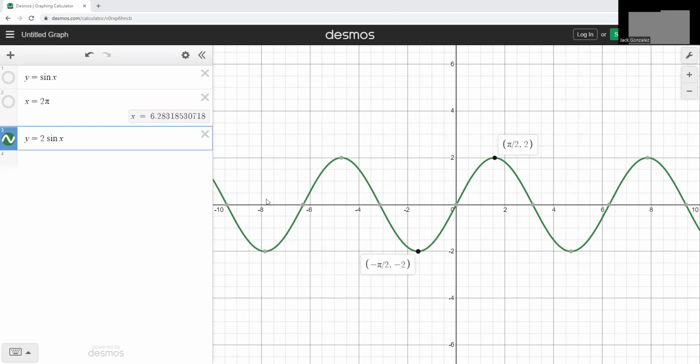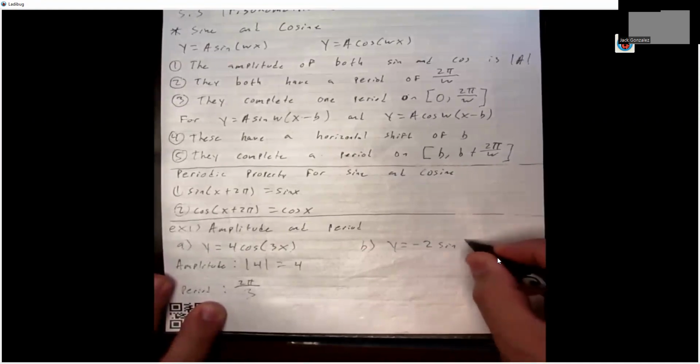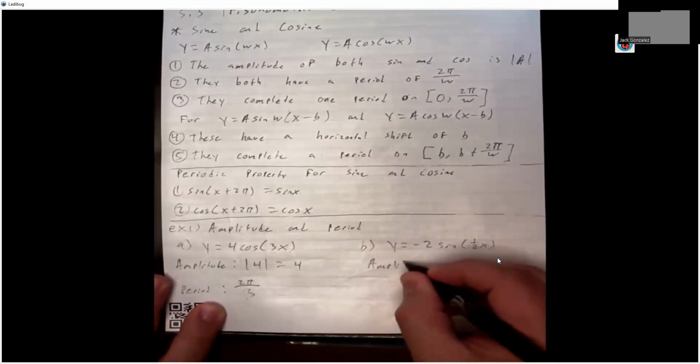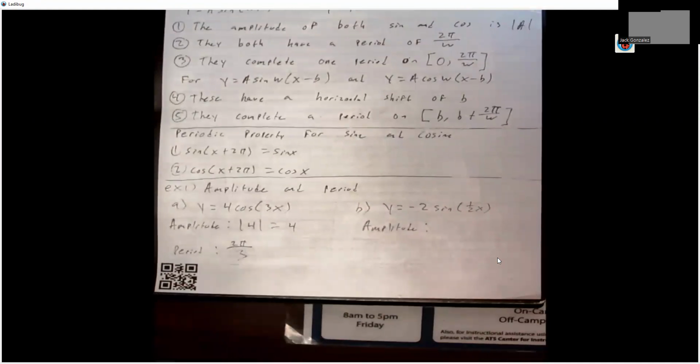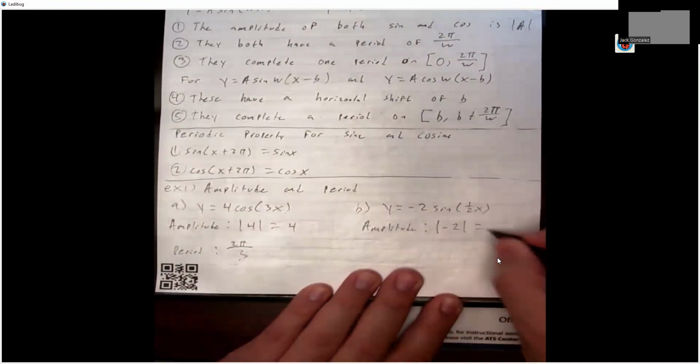Let's do one more. So what about this guy? What is the amplitude? Yeah, you would take the absolute value of the -2, which would be, in fact, 2. So if it's negative, it's still going to have the same distance. It's just going to be flipped, right? We say when there's a negative in front, it always flips, it reflects the function.